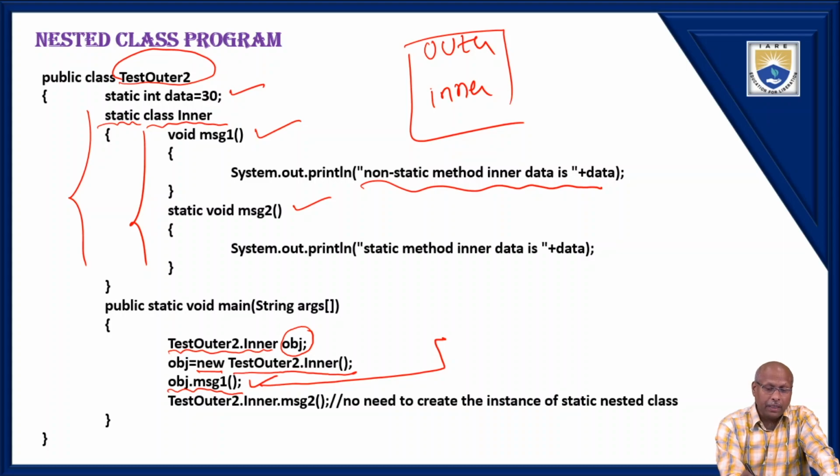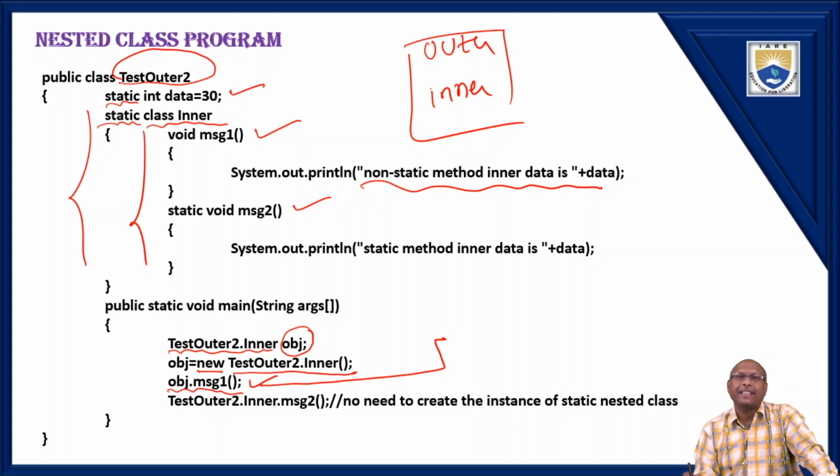And this data is what type? It is a static type. As the class is static, the variable must also be static, because a nested class can use only the static members of the parent. A nested class can use only static members, because it is a nested static class.